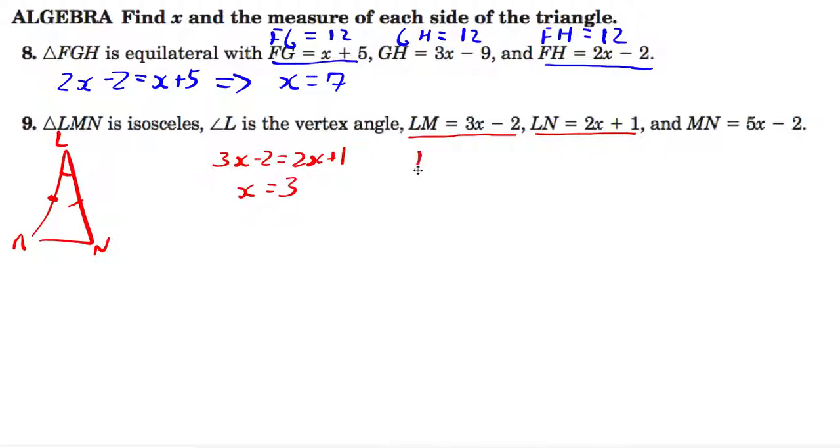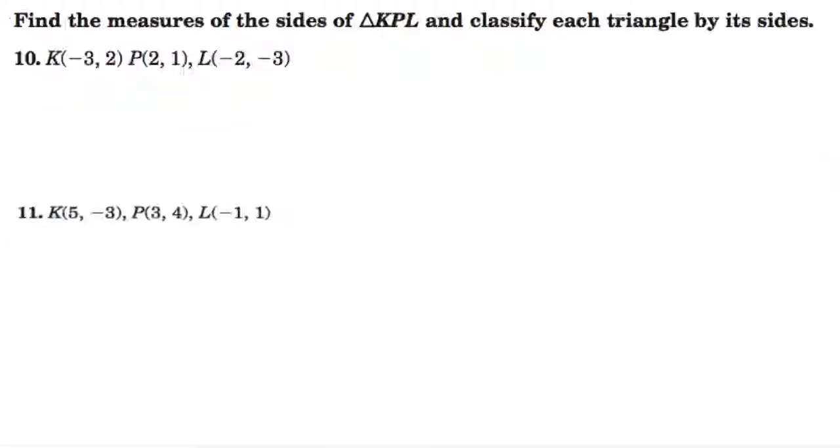Plugging that in, we get that LM is equal to 9 minus 2, which is 7. LN is equal to 6 plus 1, which is 7. And MN, all by its lonesome, is going to be 15 minus 2, which is 13. So that's what we need to do there. Make sure you find x and then the remaining sides.